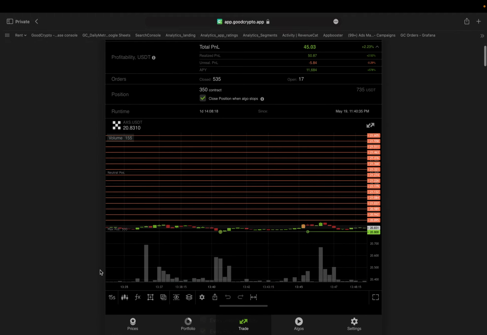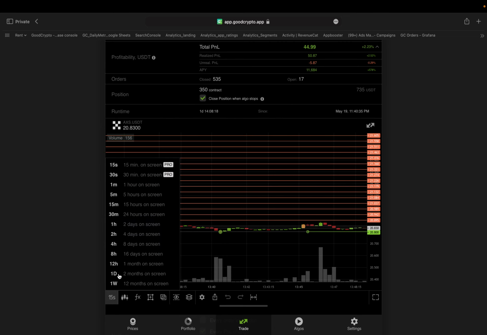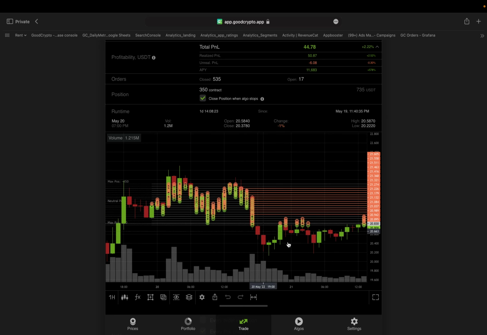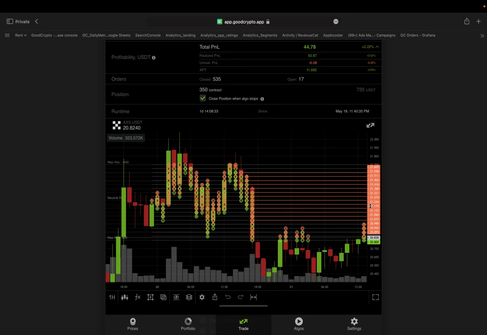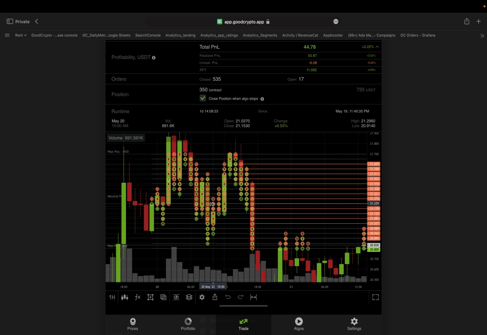And let's just see how it looks on the chart. These are 15-second candles. That's why I don't see much here. But let's zoom out. Let's say 1 hour candles. Those are 2 days on screen. As you can see, those are the orders that it was executing. You can see 2, 3, or 4. That means that at this candle there are like 4 orders executed, because the candles are quite large.